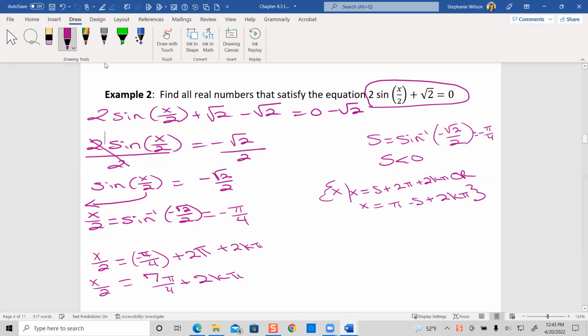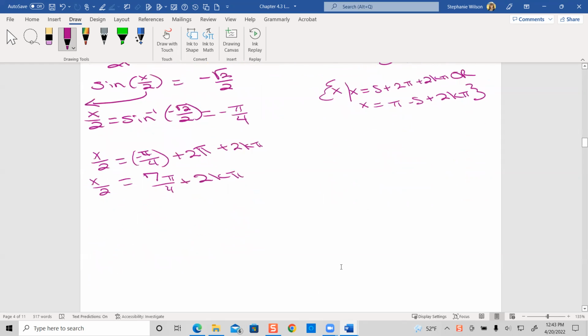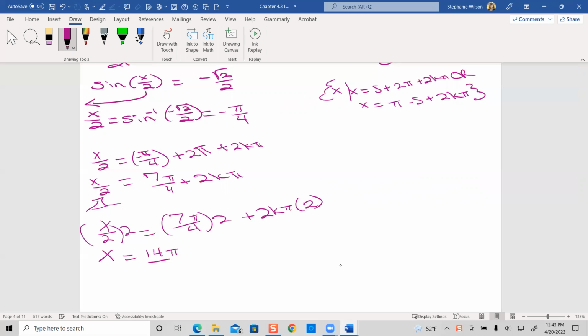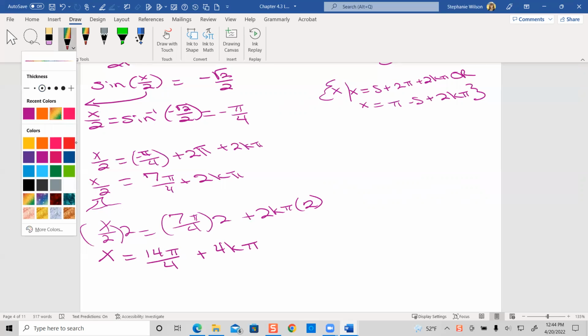All right, so now what's going to happen is I've got to undo this here and get x by itself. And since it's divided, that means I'm going to multiply all sides by that 2. Okay, so now I've got x is equal to 14 pi fourths plus 4k pi. I noticed this reduces, 14 pi fourths reduces by 2.